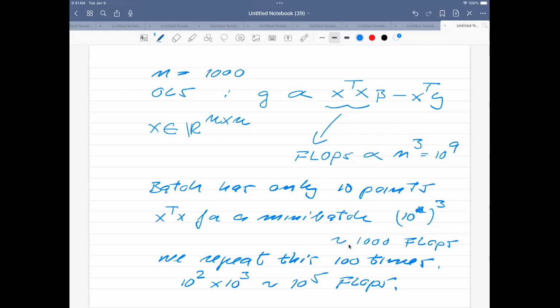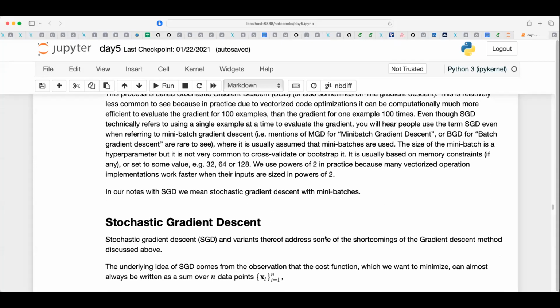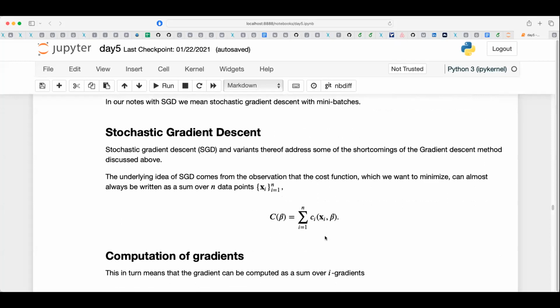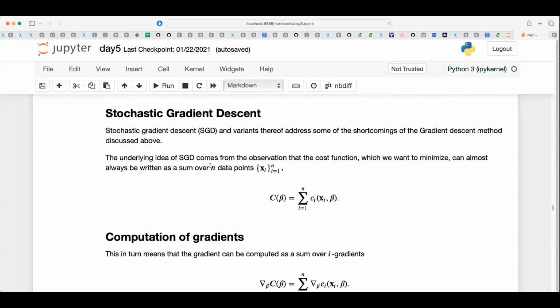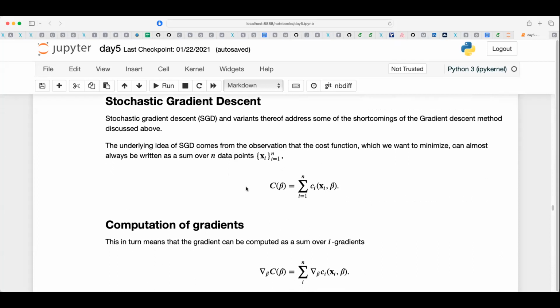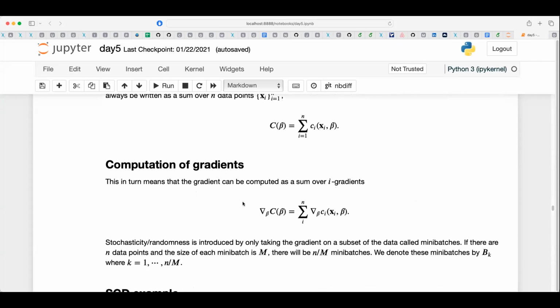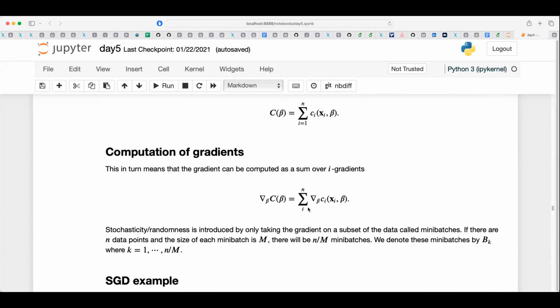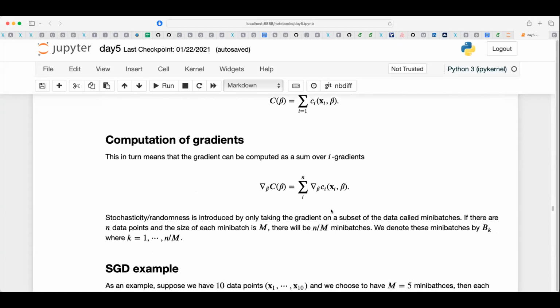So let me go back to the slides and discuss this a little bit more by looking at the gradient, the implementations of the algorithm here. So in stochastic gradient descent, the underlying idea is that we can rewrite the gradients as a sum over a given number of gradients where you have a set of so-called mini batches.